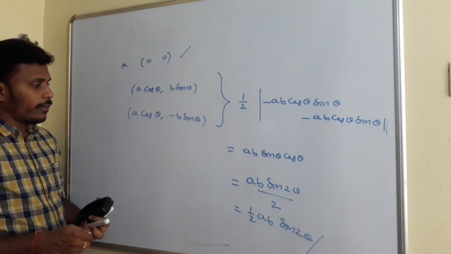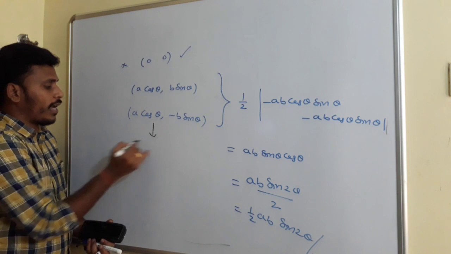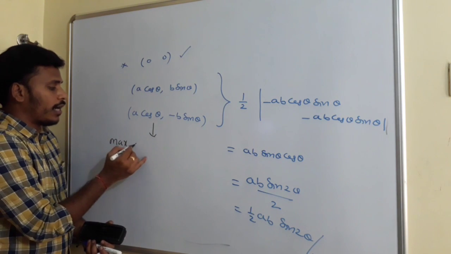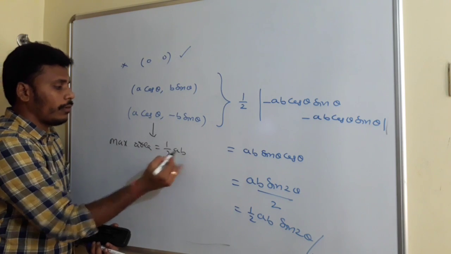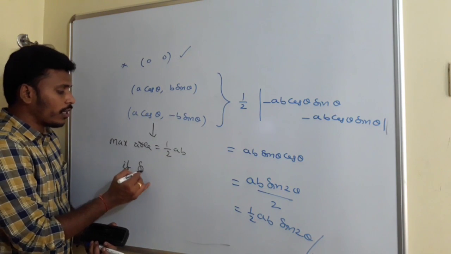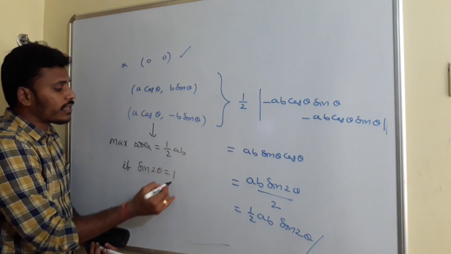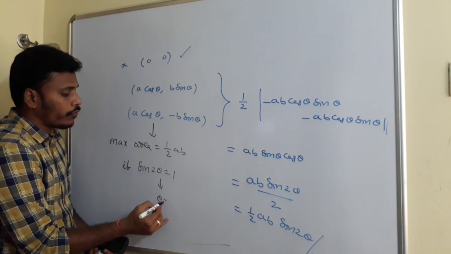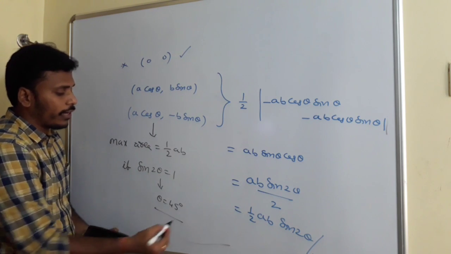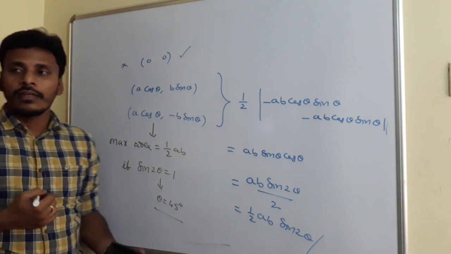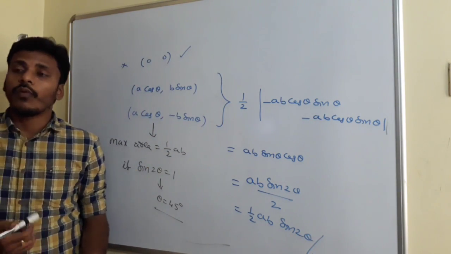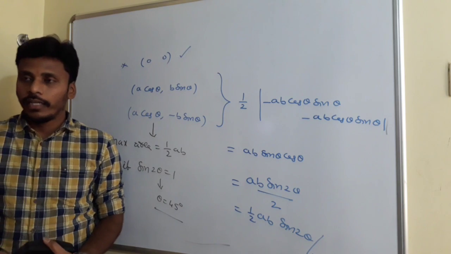So I will write here. For this triangle, the maximum area is equal to half AB if sin 2 theta equals 1. And sin 2 theta equals 1 if theta equals 45 degrees, right? So the triangle formed by these 3 points has maximum area if the value of theta is 45 degrees.